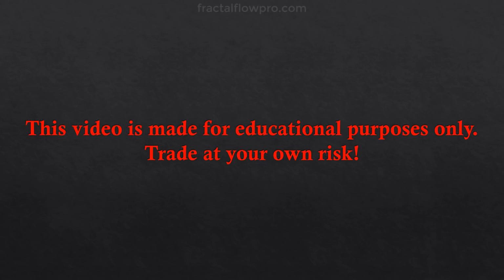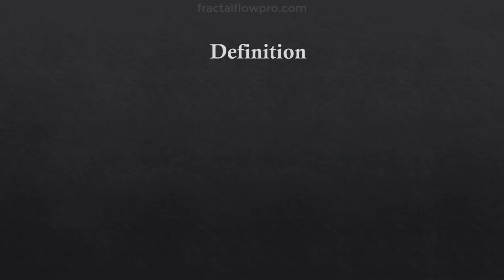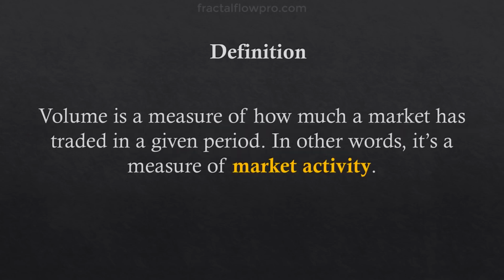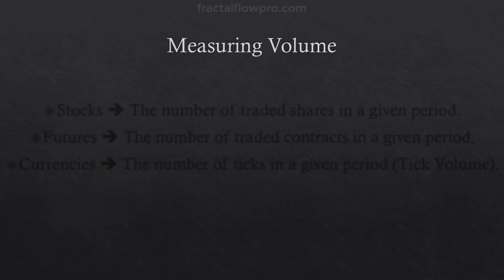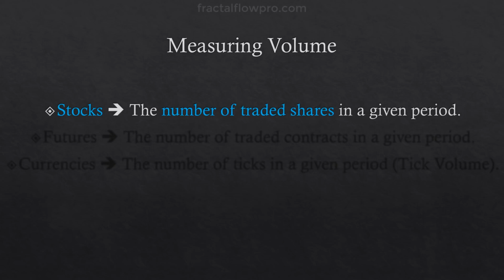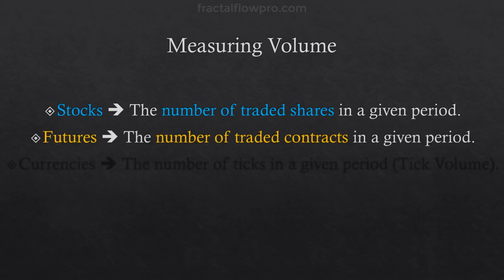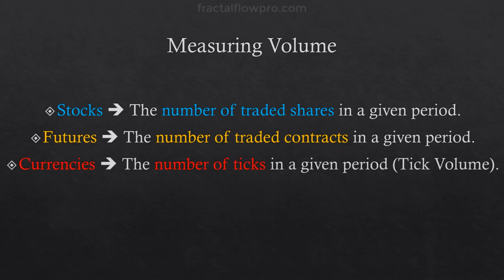We begin first by the definition of volume. Volume is a measure of how much a market has traded in a given period. In other words, it's a measure of market activity. This measure changes a little bit depending on the market we are talking about. For example, if we are talking about stocks, volume is measured by the number of traded shares in a given period. If we talk about futures, volume is measured by the number of traded contracts in a given period. And if we talk about currencies, volume is measured by the number of ticks in a given period.